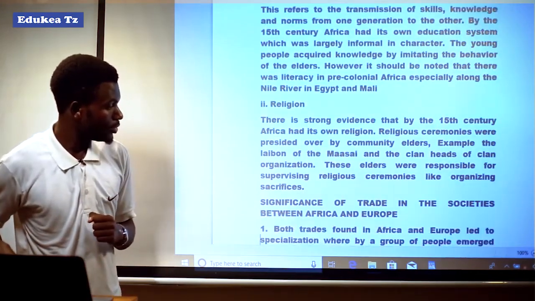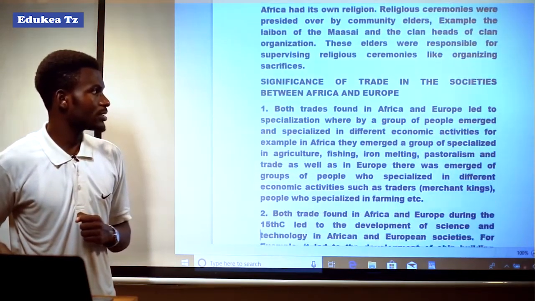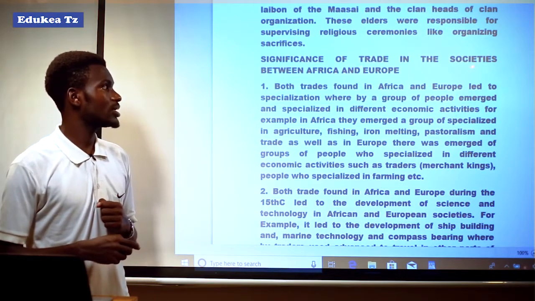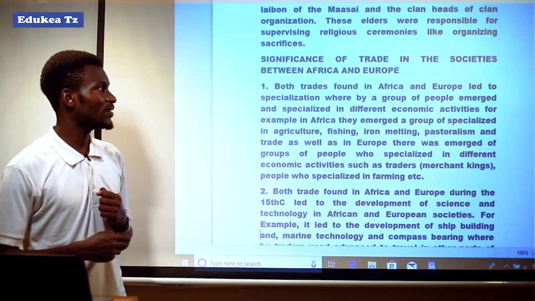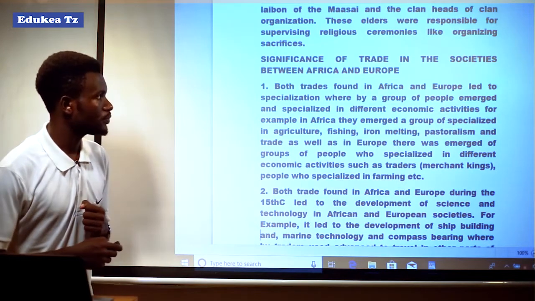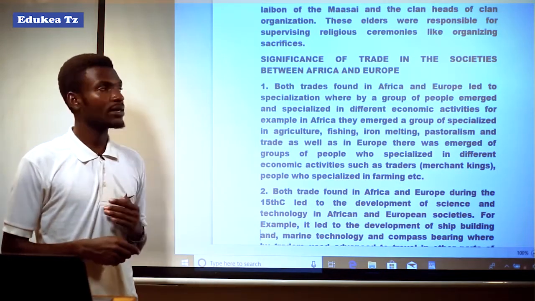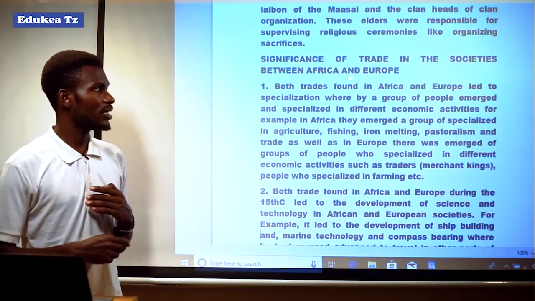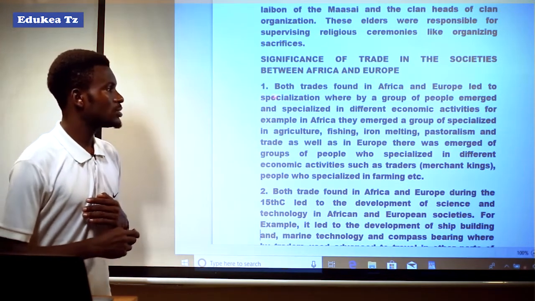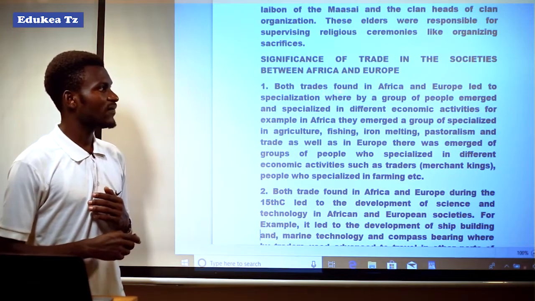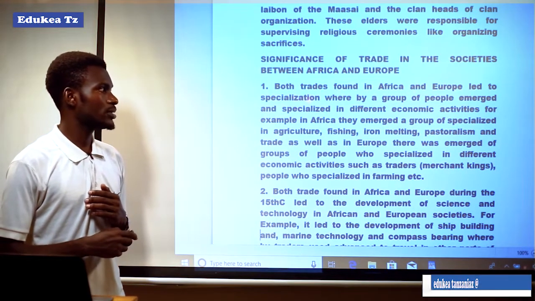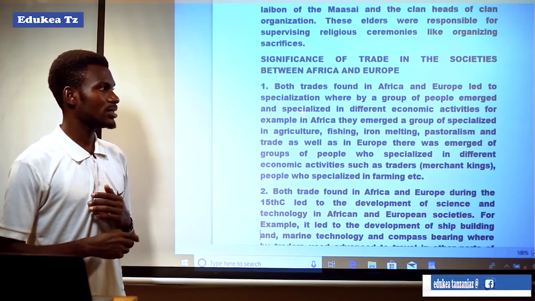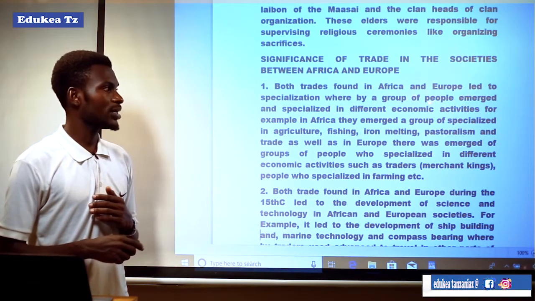So after looking at the social developments, let us see the significance of trade in the societies between Africa and Europe. What was the significance of trade in the societies between Africa and Europe? The first one was that trade in both Africa and Europe led to specialization, whereby groups of people emerged and specialized in different economic activities.